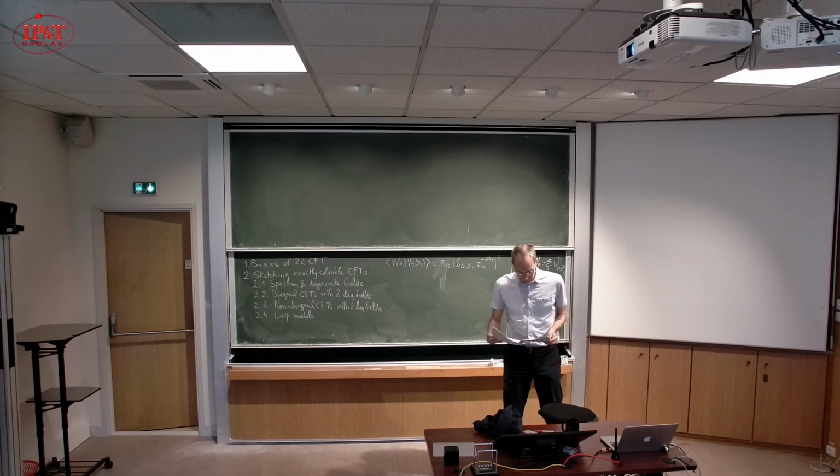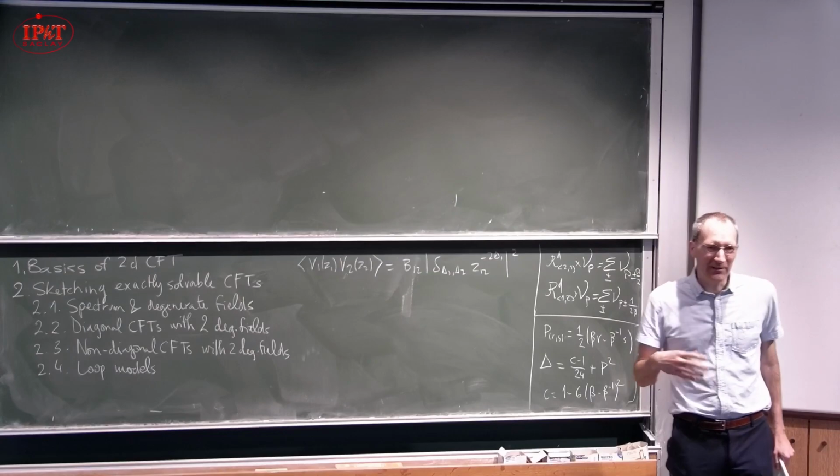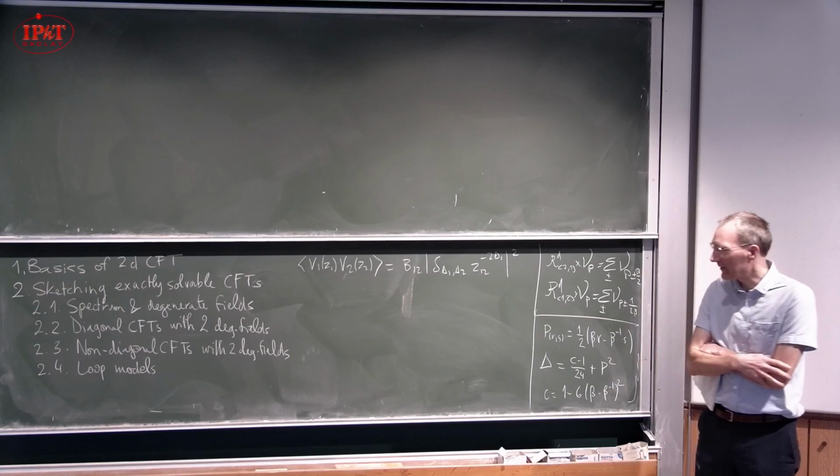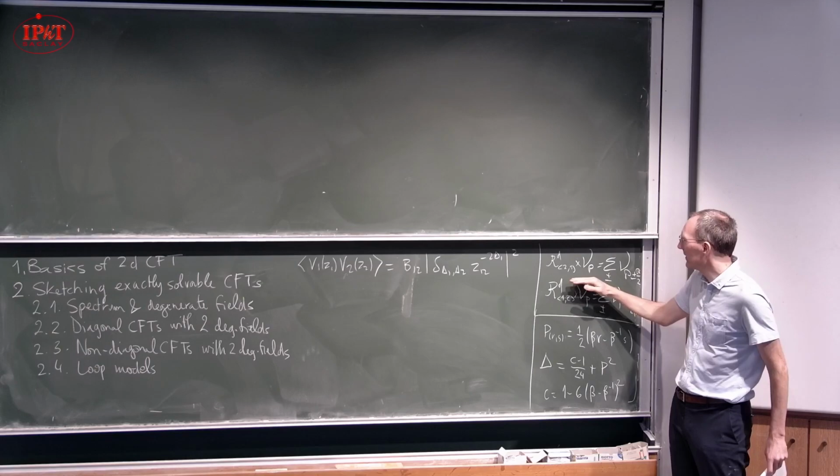Research lecture. Let's start with some plan and some reminders. We have done up to now basically a review of the basics of two-dimensional CFT. And let me remind some very important results we will use today. First, we have this degenerate fusion products of representations of the Virasoro algebra.